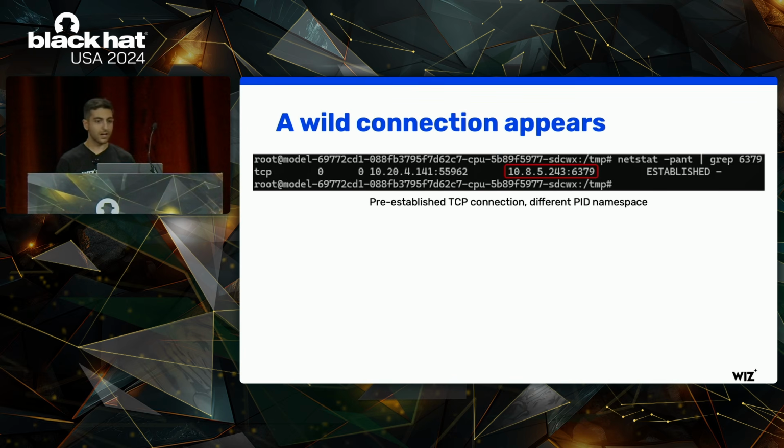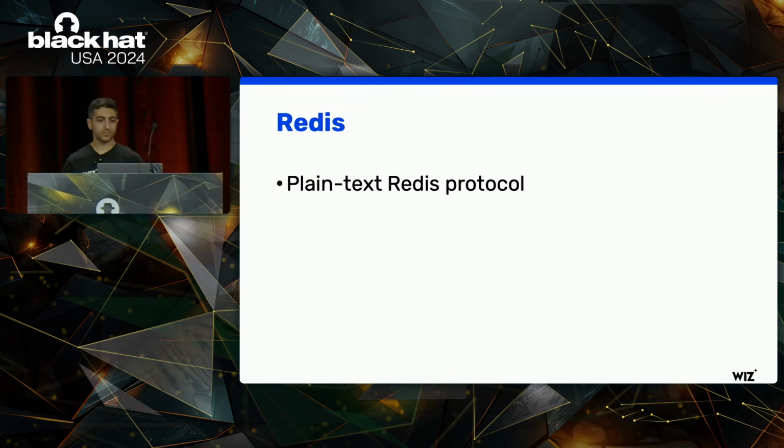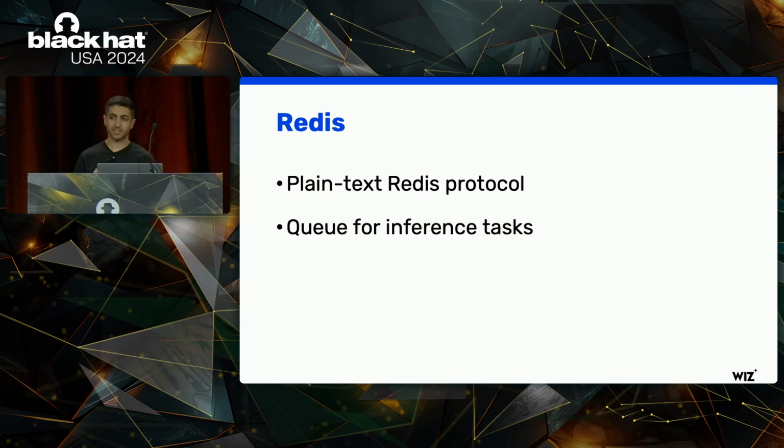So luckily, we are running as root, and we have sufficient network capabilities to actually investigate this network connection using tools like tcpdump and Wireshark. Upon investigation, we concluded that this is plaintext Redis, and that this internal Redis database is being used as a queue for inference tasks.